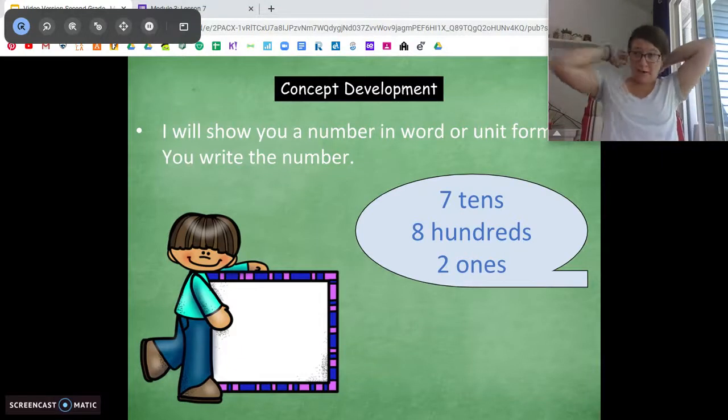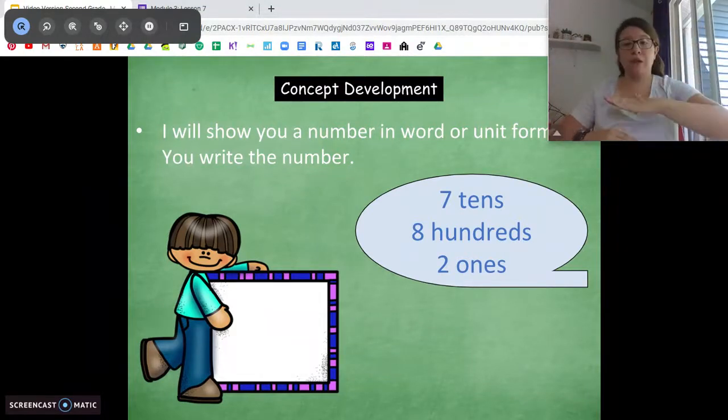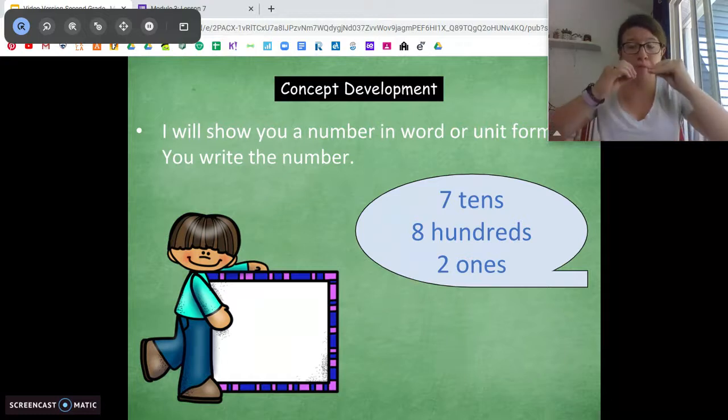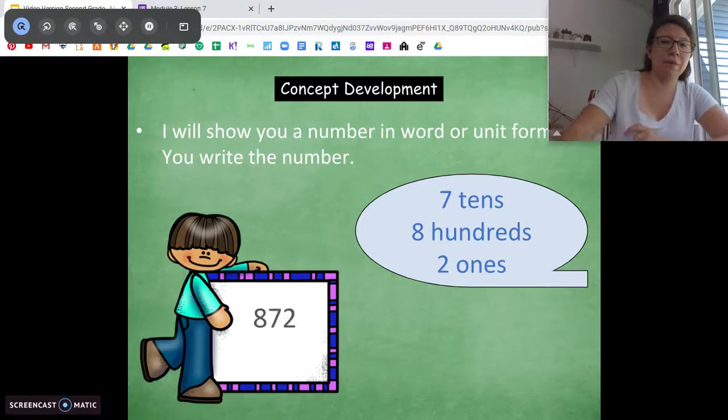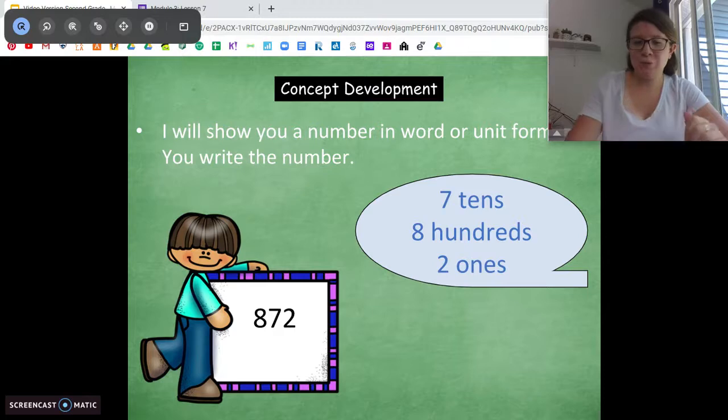Try this one. Don't get confused by the order. Just because the numbers are in order in this way in that little bubble, make sure you put them in the right order when you write the number. 7 tens, 8 hundreds, 2 ones. You should have come up with 872.